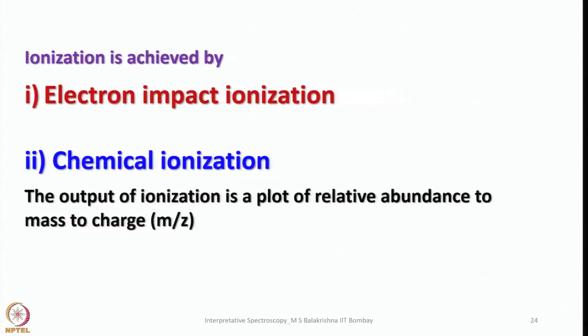As I said, in order to determine the molecular weight, we have to ionize the sample. So what are the methods that we have at our disposal for ionization? We have two methods. One is called electron impact ionization, abbreviated as EI, and then chemical ionization, abbreviated as CI. The output of ionization, either from electron impact ionization or chemical ionization, is a plot of relative abundance to mass to charge ratio, m/z. So that's what we see in a typical mass spectrum.